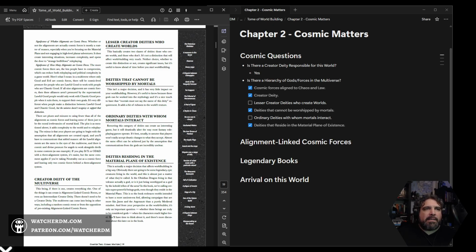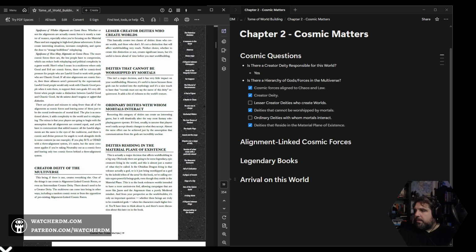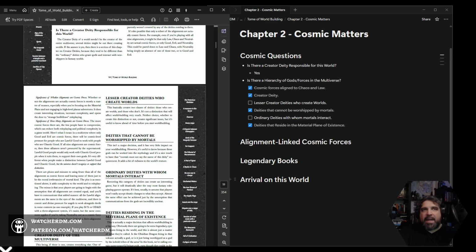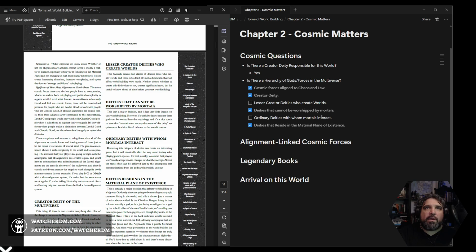Allowing campaigns that are more like Jason and the Argonauts than a purely medieval mindset. And from the perspective of a world builder, it's only an important question whether these beings are truly to be considered gods when the characters reach higher levels. You'll have time to think about it, and there's more discussion about this later on in the book. Fantastic. Awesome. I think that kind of clears our first bit here about cosmic questions.